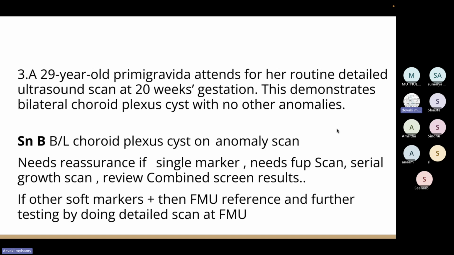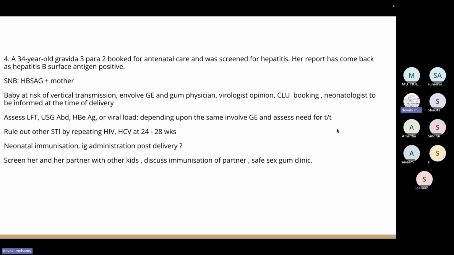Actually, I do not have anything but an additional point I wanted to mention. This has been done very nicely by you. Okay, so here the patient is HBsAg positive. So baby is at risk of vertical transmission. So involving gastroenterologist, GUM physician, virologist, consultant, neonatologist is very important. So basically it is an MDT.